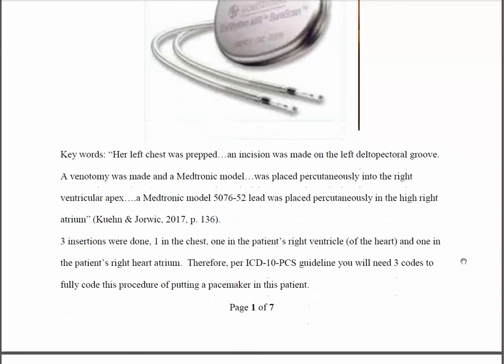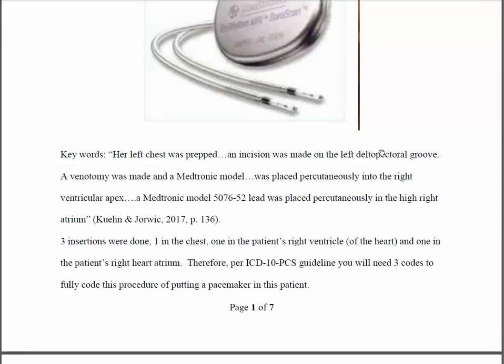So if we look at the clinical information in your textbook, it tells us that her left chest was prepped, an incision was made on her left deltopectoral groove, a venotomy was made, and the Medtronic model, which is the pacemaker, was placed percutaneously into the right ventricular apex. A Medtronic model lead was placed percutaneous in the high right atrium.